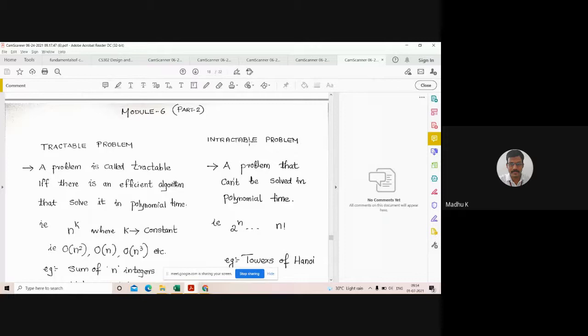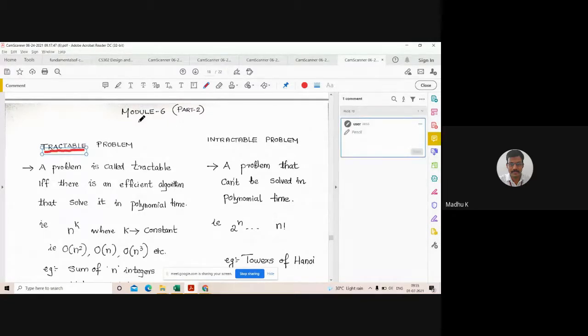What is a tractable problem? We differentiate between tractable problem and intractable problem. Suppose this is the question, then we want to just define what is a tractable problem and what is an intractable problem. It's a very simple concept. A problem is called tractable if and only if there is an efficient algorithm that solves it within polynomial time. If there is an efficient algorithm that solves a problem in polynomial time, then that problem is called a tractable problem.